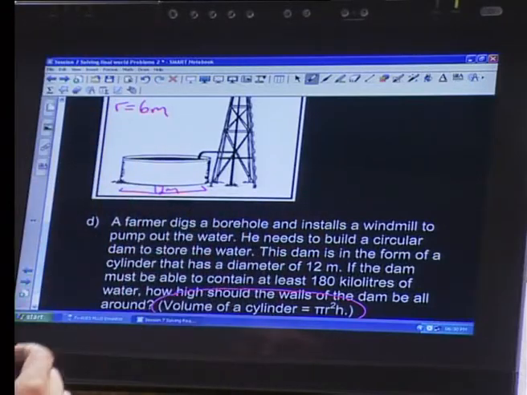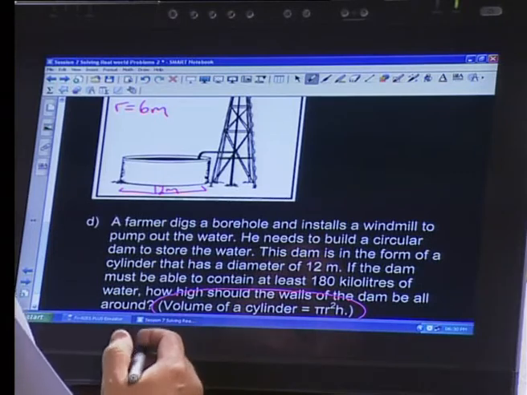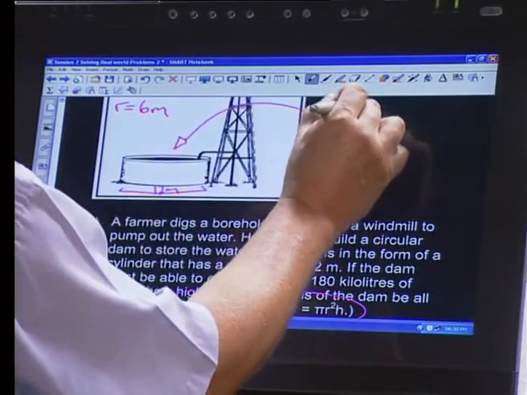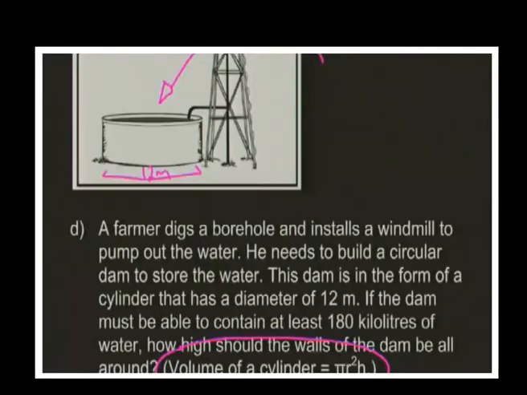I'm told as well that the dam must contain at least 180 kiloliters of water. What's 180 kiloliters? It's 180,000 liters. How high should the walls of the dam be? Okay, so we've got to use this formula: volume of a cylinder is equal to pi times r squared times h.